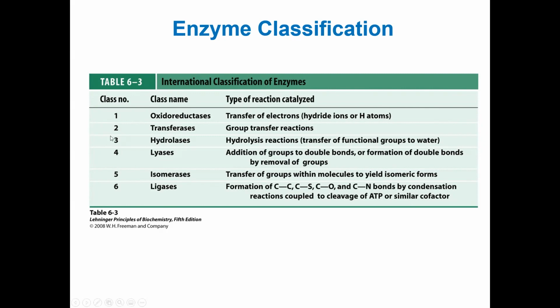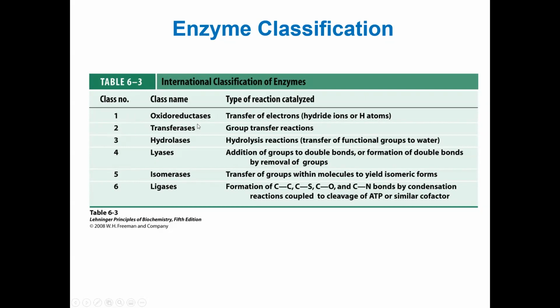You can see on the left-hand side, they're telling you about the class number, and then the class name and the type of reactions they catalyze. Oxidoreductases are the redox enzymes, obviously, and they catalyze reactions that involve transfer of electrons, and that could be in the form of hydride ions, right?